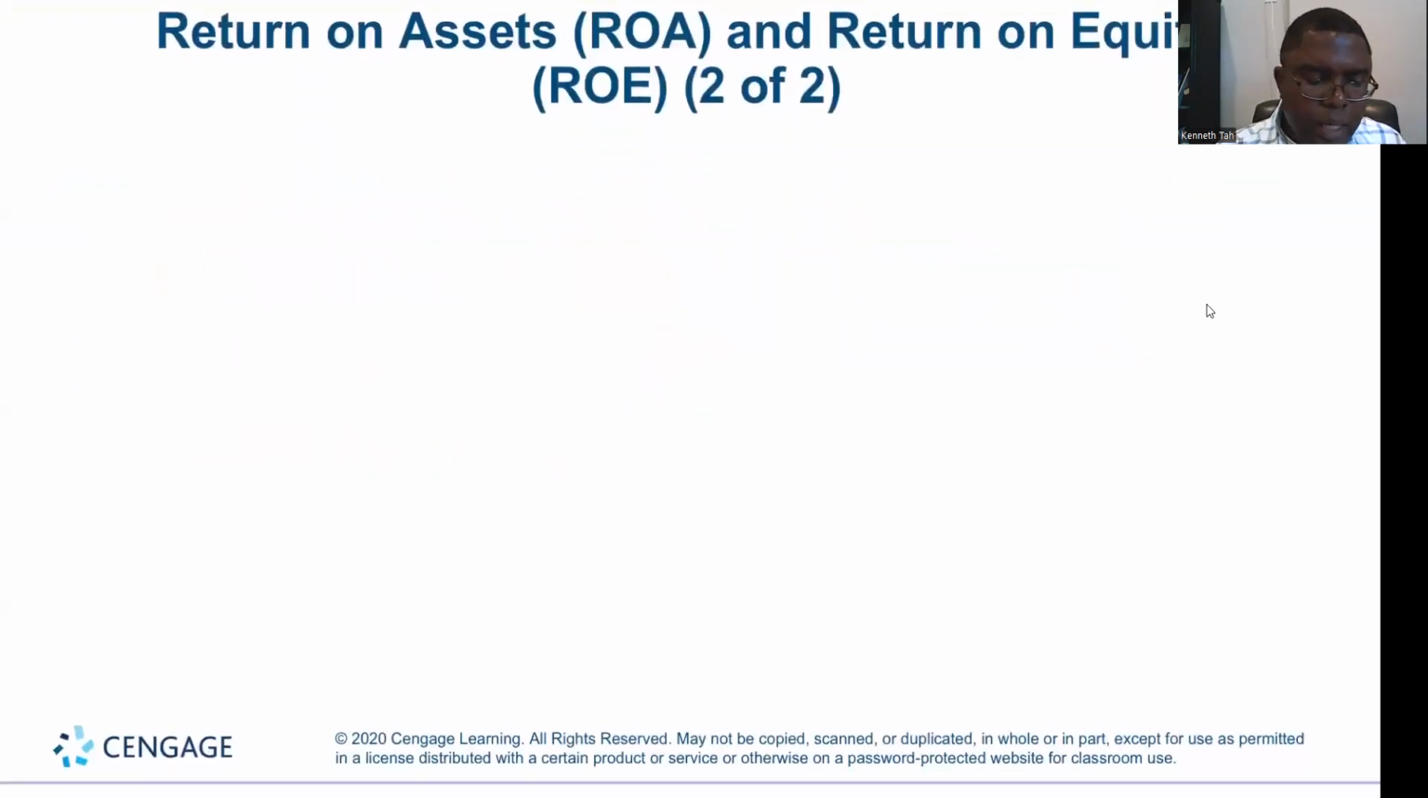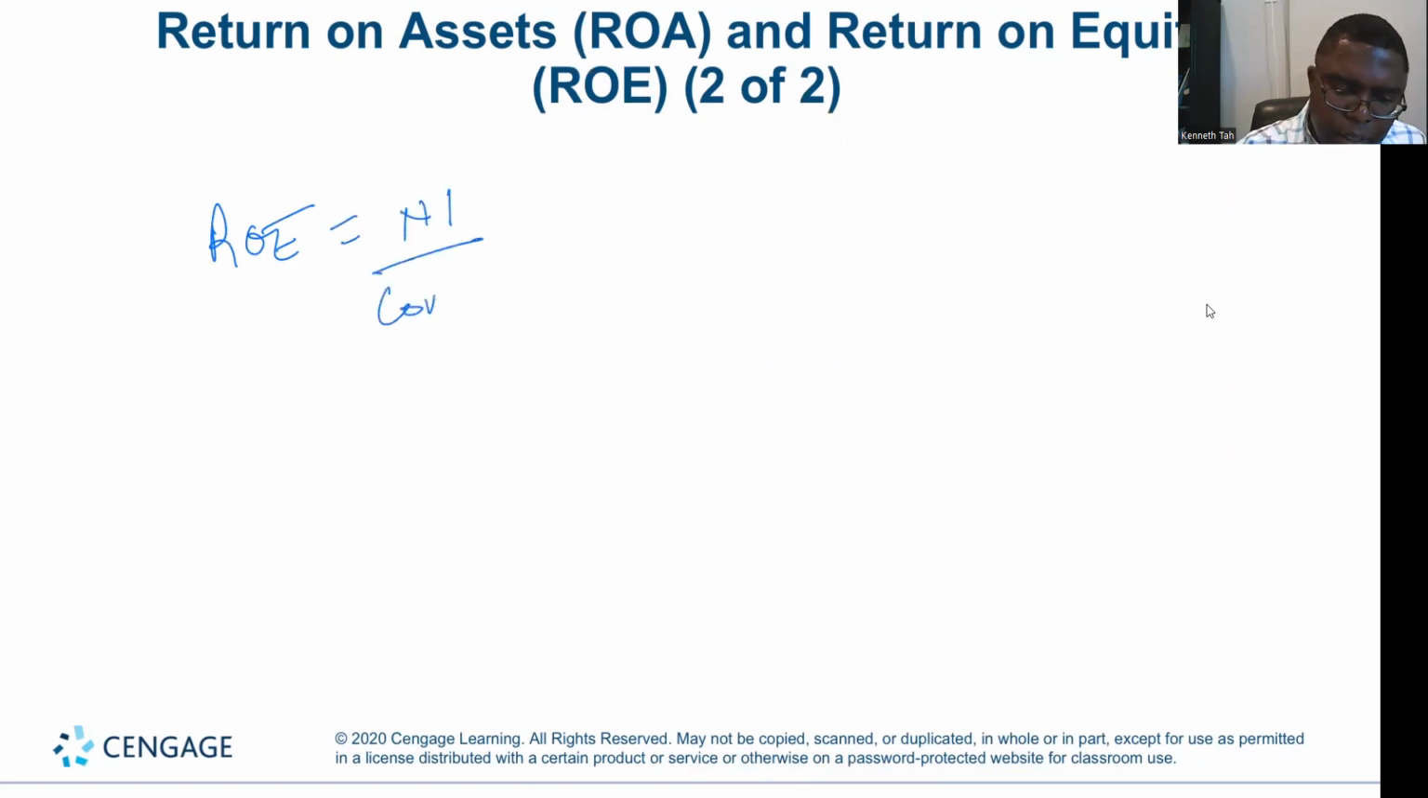We can also calculate the return on equity. Return on equity is the ratio of net income to common equity. So it is net income divided by common equity.